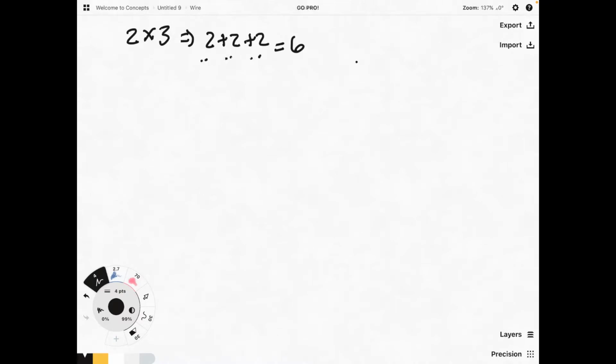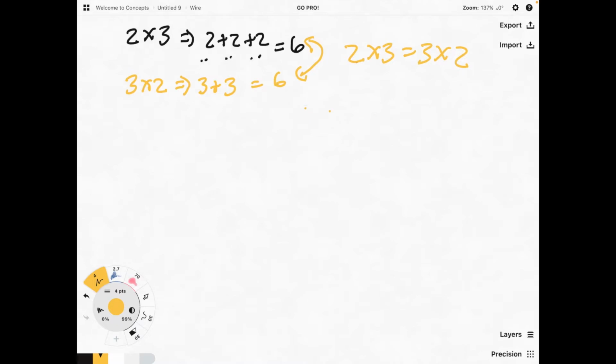Now, looking at it the other way, which is 3 times 2, what are we saying? We're saying 3 added to itself 2 times. So 3 plus 3, and that equals 6. So we do see that both of these are equal, and that's why 2 times 3 is equal to 3 times 2. It doesn't matter which way you write it, they are identical, and it's just looking at it a different way, right? So 3 2 times or 2 3 times gives you the exact same answer.